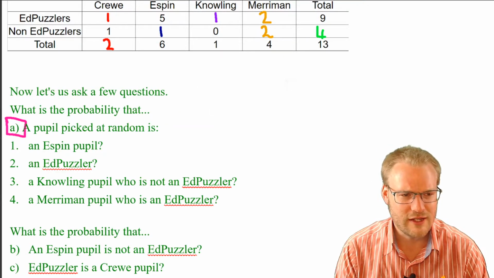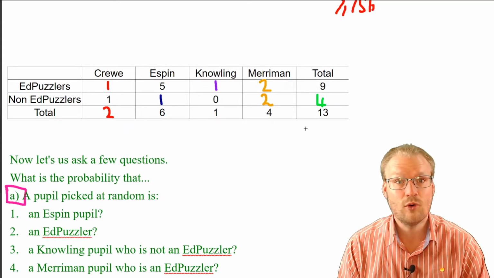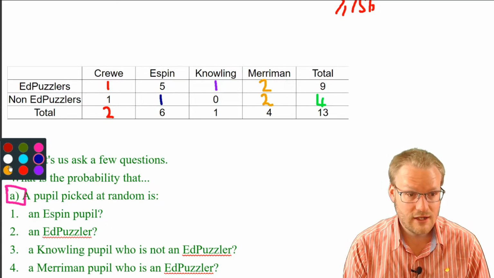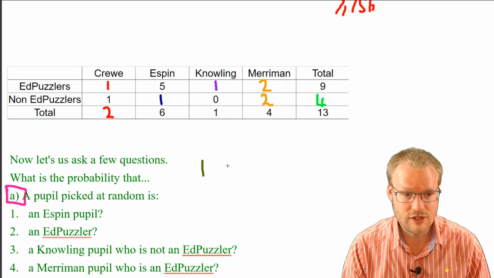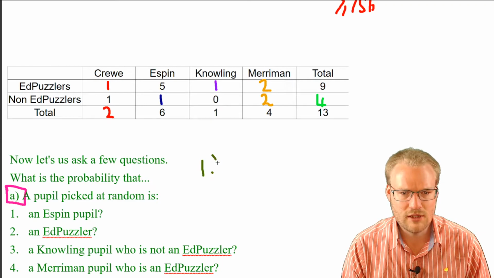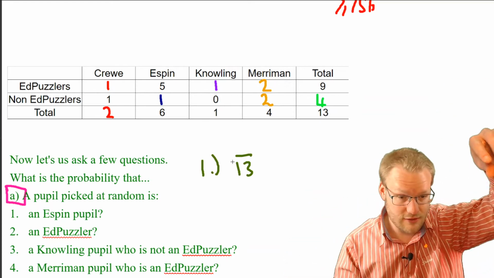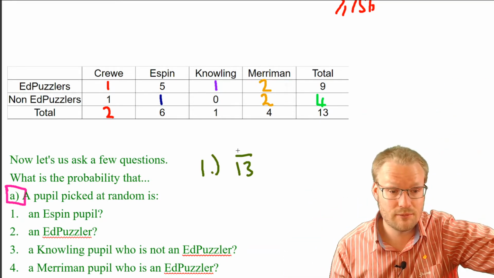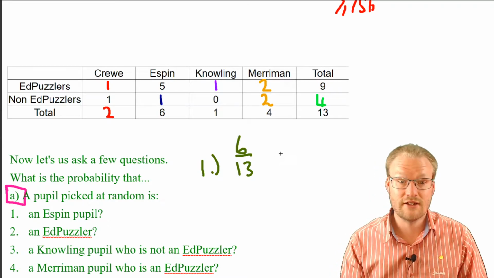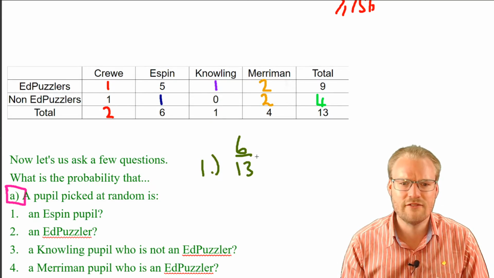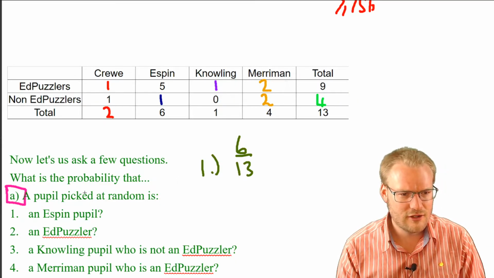Okay, so how do we figure that out? Let's look at our Espen pupils and say, well, we're picking from all 13. For question 1, there are 13 pupils that we're picking out of, because I've just said everyone's in the room. Out of 13, how many of those pupils are Espen pupils? Well, there's 6, so it's going to be 6 out of 13. We're never going to have to simplify any of our answers because 13 is a prime number. Makes our life easier.